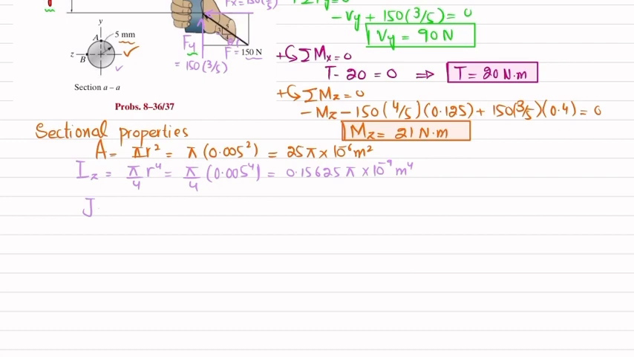The last thing will be the polar moment of inertia. For a circular rod having radius r, the polar moment of inertia is pi by 2 r to the power 4. So pi by 2 into r, which is 0.005, to the power 4, is equal to 0.3125 pi into 10 raised to power minus 9 meter to the power 4.